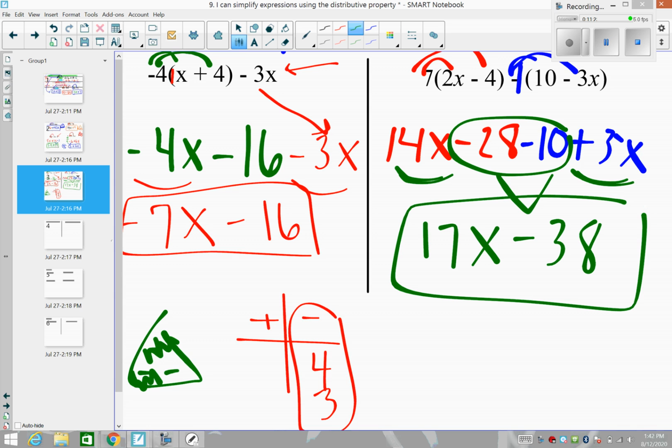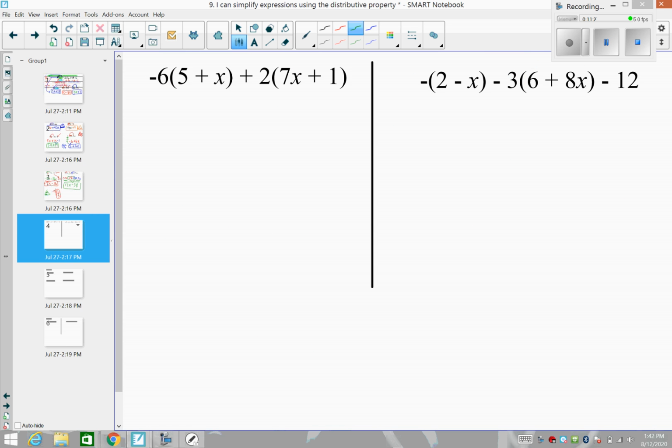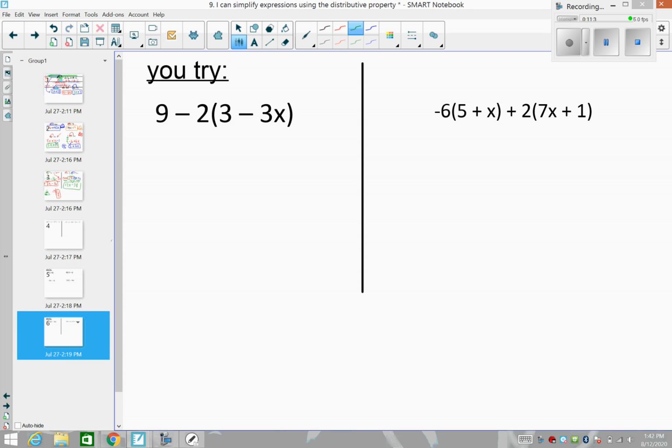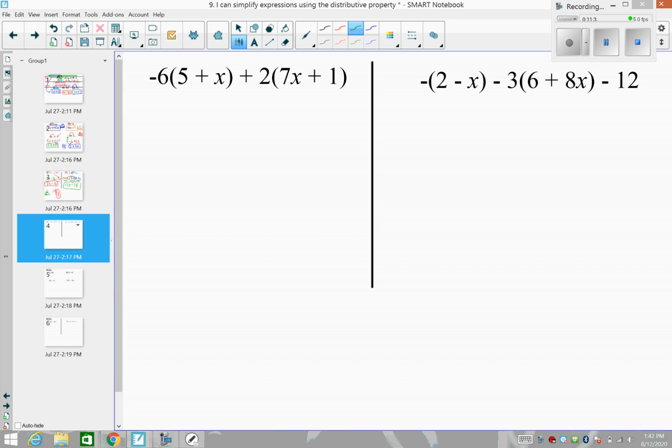So let's try this next section. So we're going to do this next section together. Combine like terms and use the distributive property.